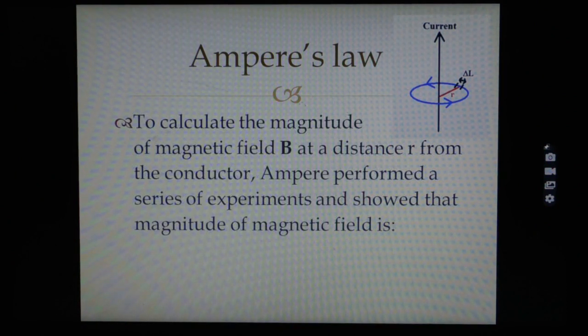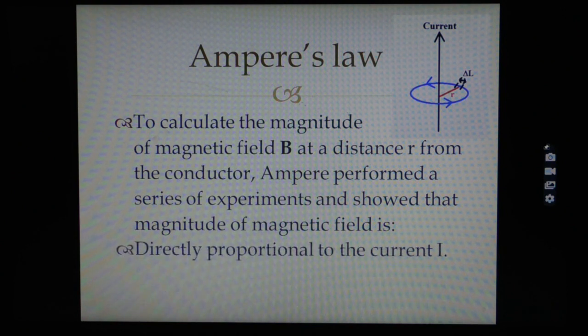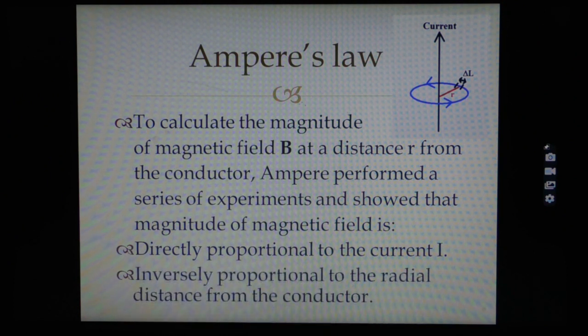To calculate the magnitude of magnetic field B at a distance r from the conductor, Ampere performed a series of experiments and showed that the magnitude of magnetic field is directly proportional to the current I. So, the greater the strength of electric current, the more would be the strength of magnetic field. It means more magnetic lines of force. So B is directly proportional to I, and it is inversely proportional to the radial distance from the conductor. So definitely as we move away from the wire, then what happens?